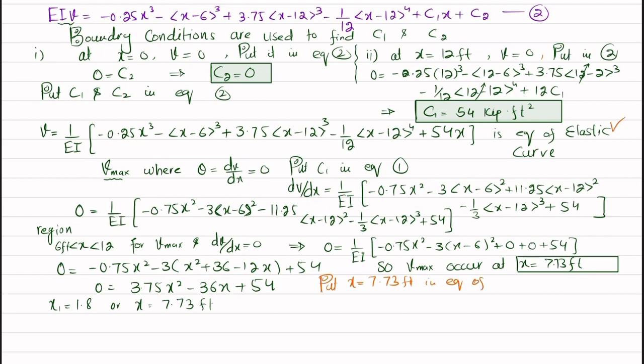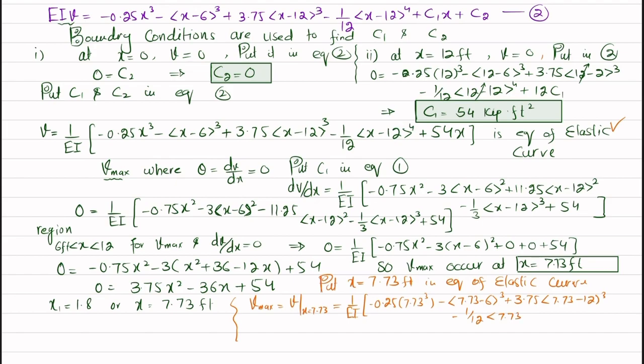This is the equation of elastic curve. So you will get V max, or you can also say deflection at x equal to 7.73 is equal to 1 over EI into minus 0.25 into 7.73 cube minus 7.73 minus 6 cube plus 3.75 into 7.73 minus 12 cube minus 1 over 12 into 7.73 minus 12 power 4 plus 54 into 7.73.